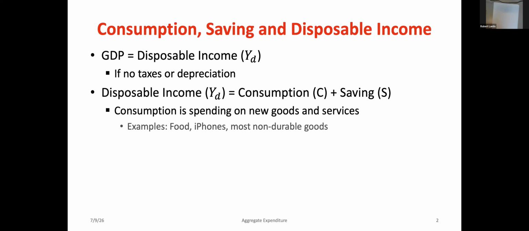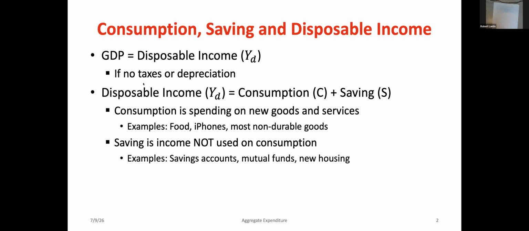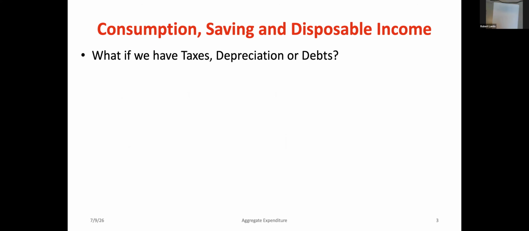Consumption, let's work through some examples here. Savings accounts and mutual funds are all savings. Food and iPhones are what we would call non-durable goods, things that will go away or depreciate over time. So what if we do have taxes or depreciation?